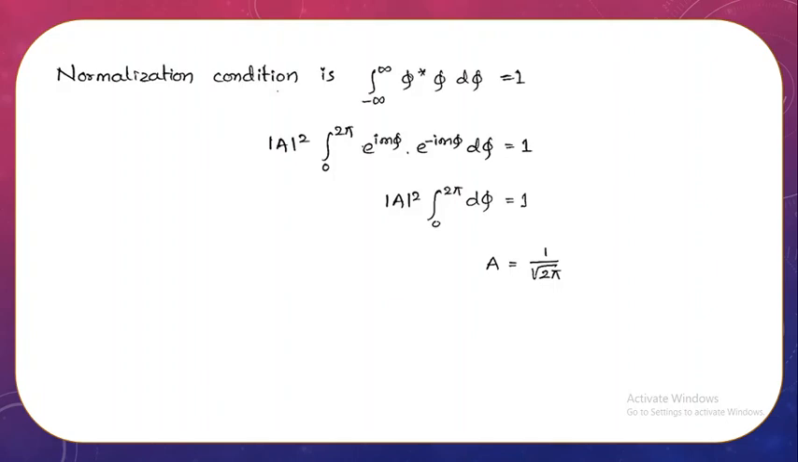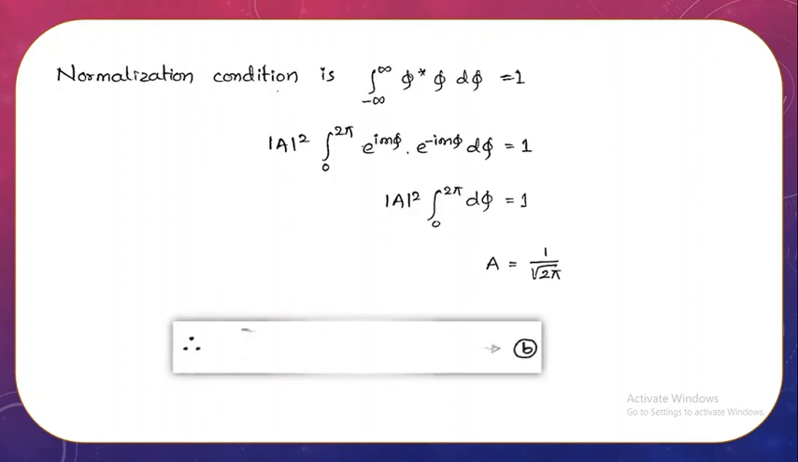So this is the normalization constant, and finally the normalized wave function, or the solution for the phi equation, will be equal to 1 by root 2 pi into exponential of plus or minus i m phi. So let it be equation B. So this is the solution for phi, which is again normalized. So this is one part of the angular solution of the wave function.